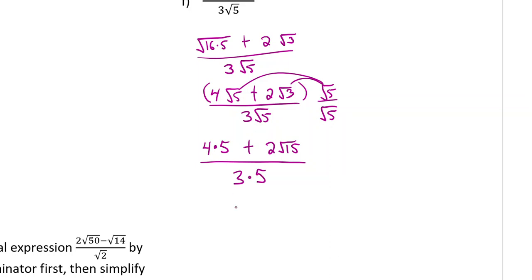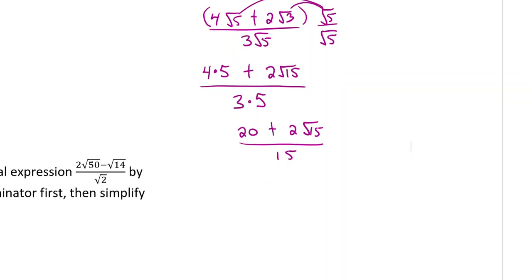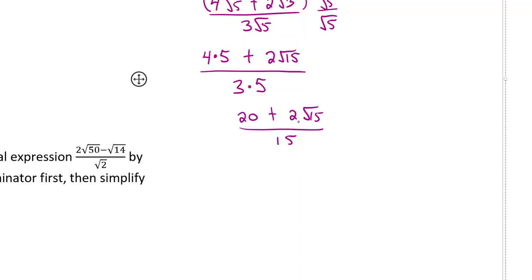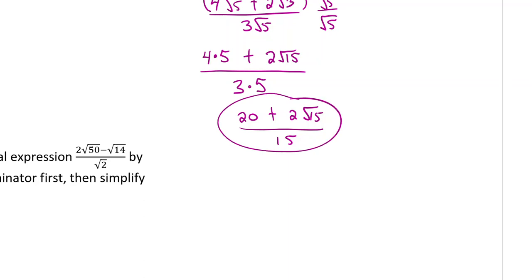So let's simplify that a little bit. What we have left there is 20, right? 4 times 5 plus 2 root 15 all over 15. And I could factor out a 2 like I did in the top one, right? But that's actually not going to help me because I'll factor out a 2 and then the 15 is not even anyway, so I can't even simplify it. So this is a perfectly fine way to leave your answer there.